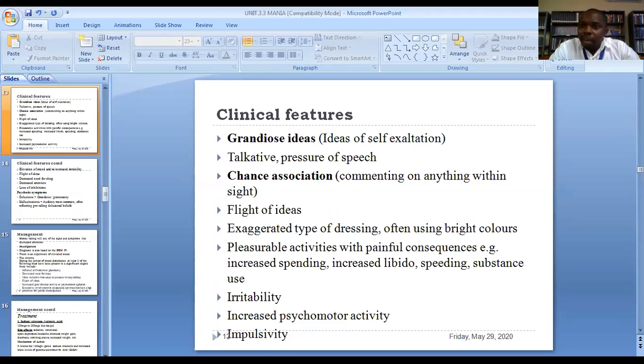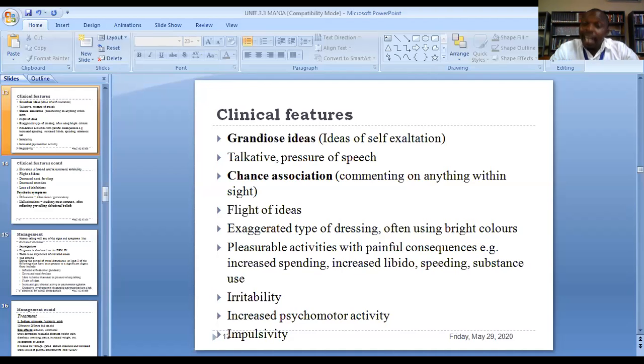They also indulge themselves in pleasurable activities with painful consequences at the end. For example, increased spending, increased libido, speeding, substance use. They will do everything in an exaggerated manner without consideration of the consequences.